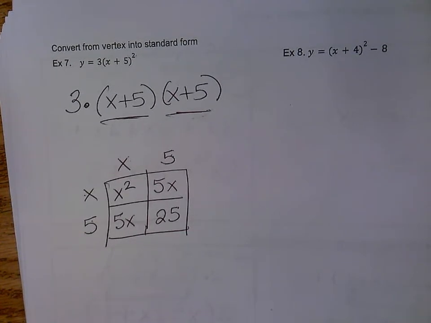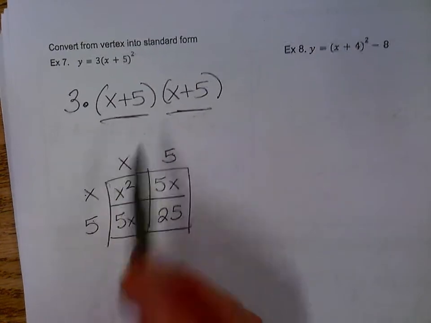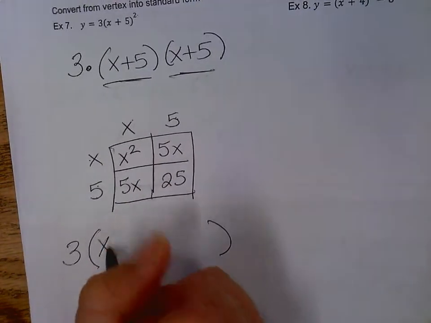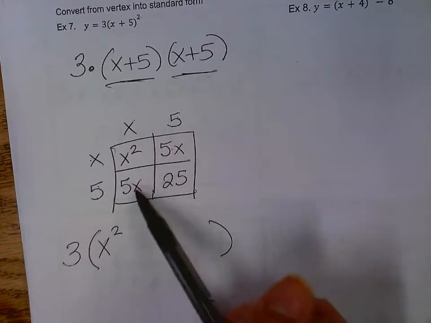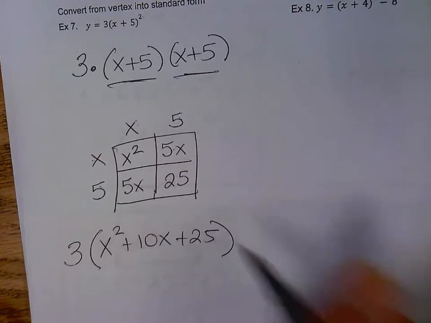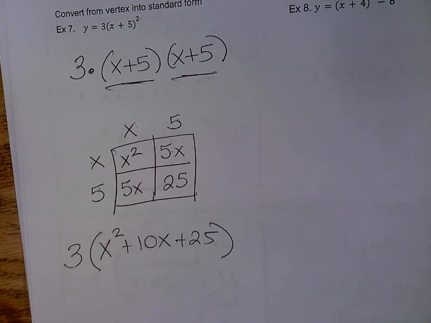So to write your final answer, I'm not done yet. I have 3 times, I need to write this as a trinomial. So I have x squared, 5x plus 5x is 10x's, and then plus 25. So there's a lot of steps to this problem. You got to be accurate with your algebra.